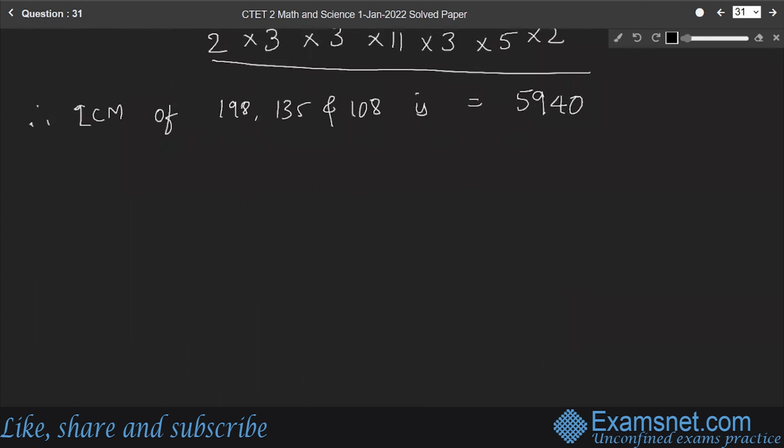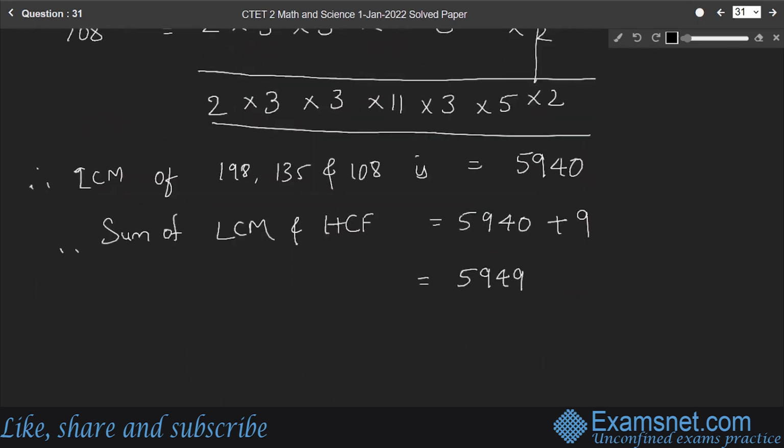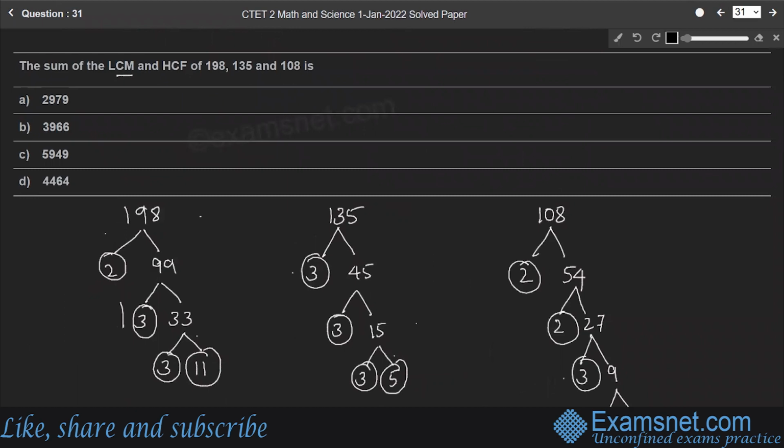The given question is the sum of LCM and HCF. Therefore, the sum of LCM and HCF is 5940 plus HCF 9, that is 5949. Hence, the correct answer is option C.